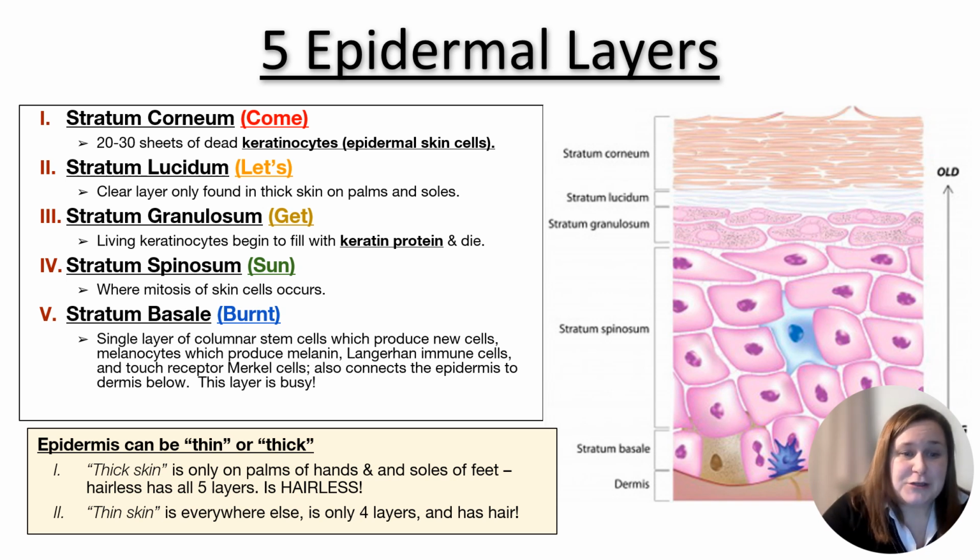So the epidermis can be thin or thick. We talked a little bit about that when we talked about the stratum lucidum. So thick skin is only going to be on the palms of the hands and the soles of the feet. It is hairless, and it's going to have all 5 layers. The thin skin is going to be everywhere else. It's only going to have 4 layers, but it will have hair.